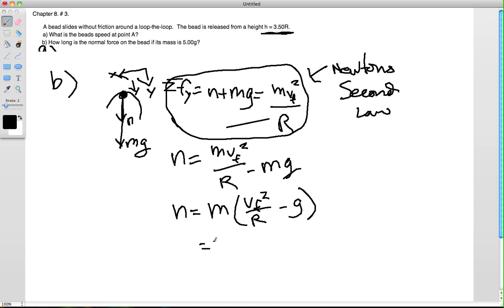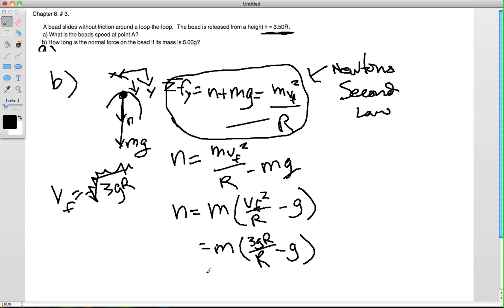From part A, we know that v final is the square root of 3gR, so v final squared equals 3gR. Since it's squared, the square root goes away, leaving just 3gR over r minus g. Then you can cancel the r, so it's m times (3g minus g).